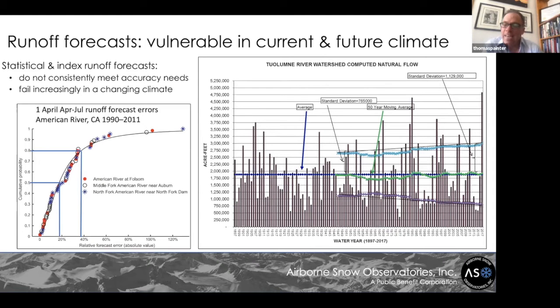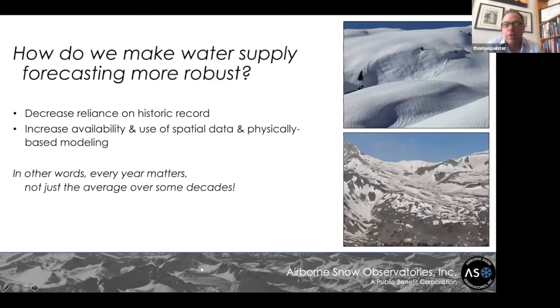So those highs getting higher, the lows getting lower, which is consistent with what we know of the modeling of hydroclimate and climate. So how do we make the water supply forecasting more robust? Well, being able to move to physically based modeling is really where we need to go, so that we're not having to rely on a past that is no longer tightly tethered to the climate that we're in presently.